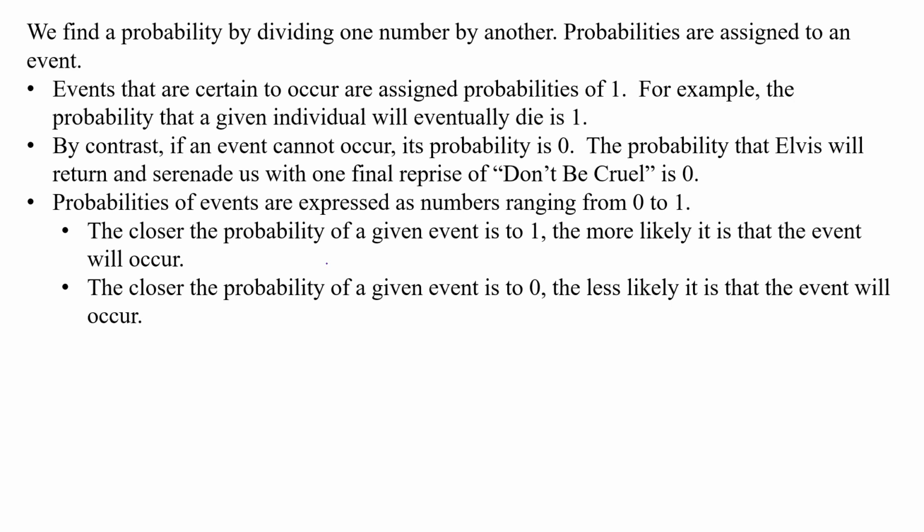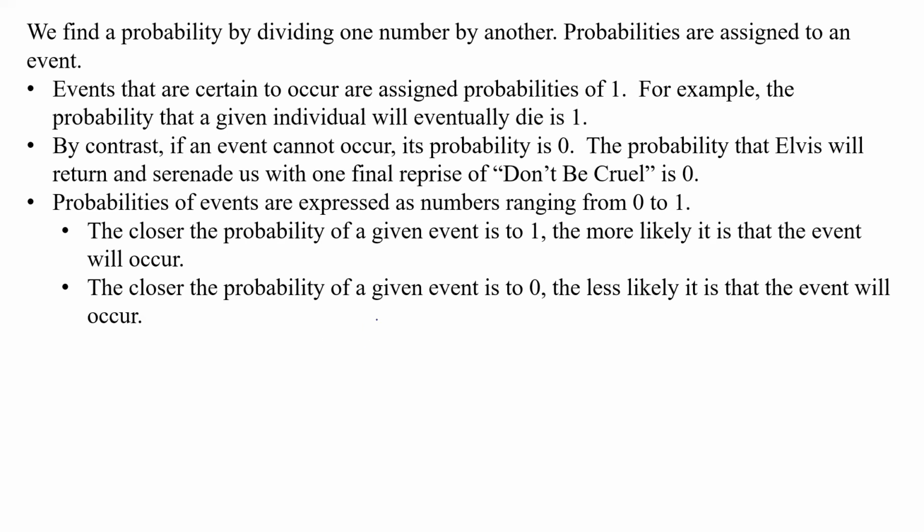Events that are certain to occur are assigned probabilities of one. If it's absolutely going to occur, it's a probability of one. For example, the probability that you're going to die is one. In contrast, if an event cannot occur, its probability is zero. The probability that Elvis will return and serenade us with one final reprise of Don't Be Cruel is zero.